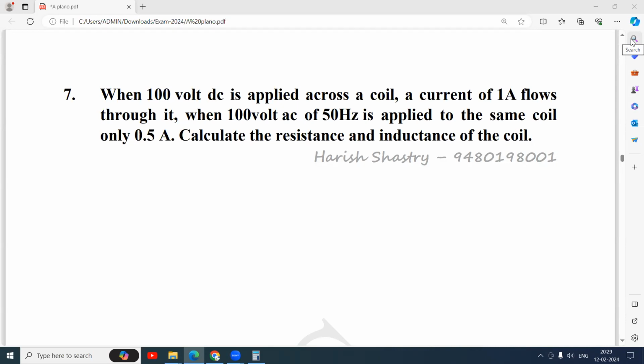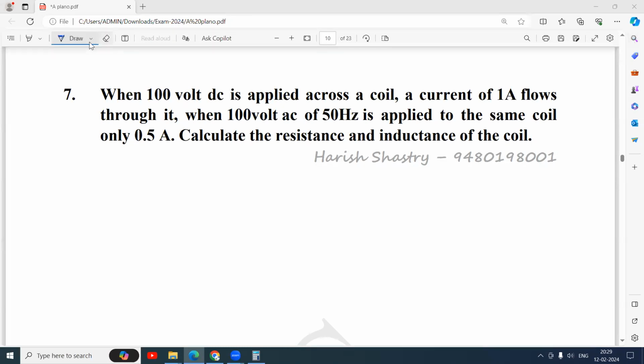When 100 volt DC is applied across a coil, a current of 1 ampere flows through it. When 100 volt, 50 hertz AC is applied to the same coil, only 0.5 ampere flows through the coil. Calculate the resistance and inductance of the coil.